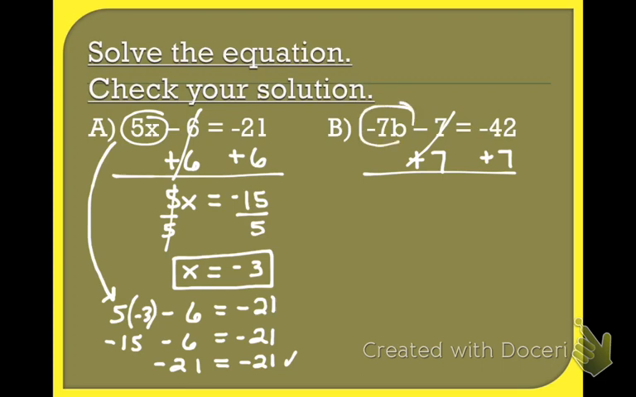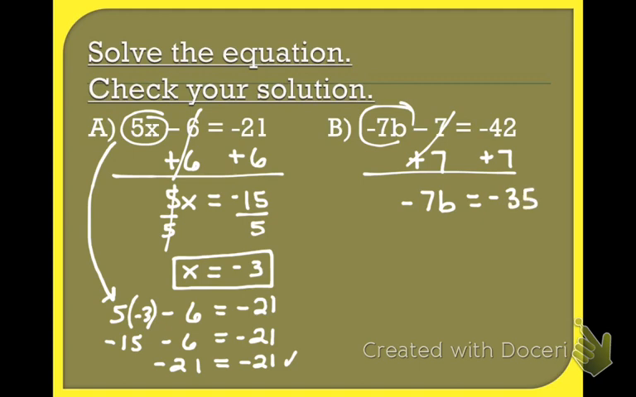So on the left side, what am I left with? Negative 7b on the left side. So I'm going to bring down my equal sign. And now on the right side, negative 42 plus 7. Okay, negative 35.